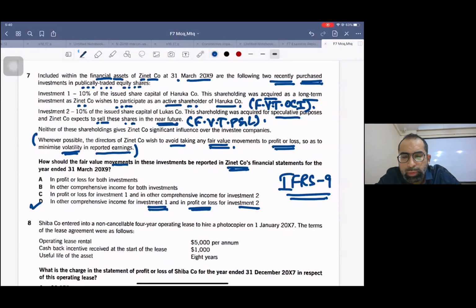Yes, election is required, but they have not written it here. They have written it in this part. See, one guy is asking a question. Wherever possible, the directors of Zenit wish to avoid taking the fair value movements to profit and loss. So they will save them by doing election. Obviously, they have not written the word, but these last lines are enough for election. That means they are indirectly telling you that wherever possible, they will take it to fair value through OCI.